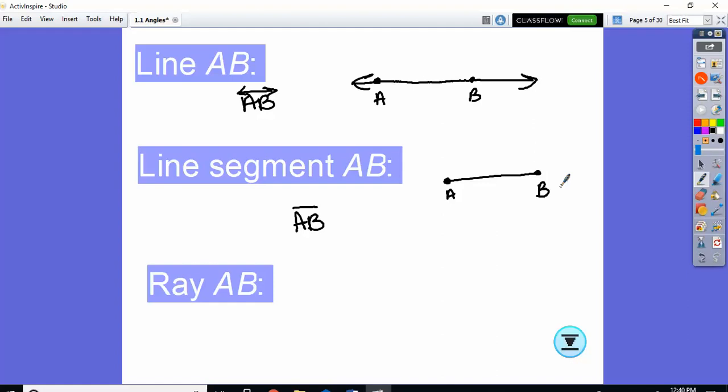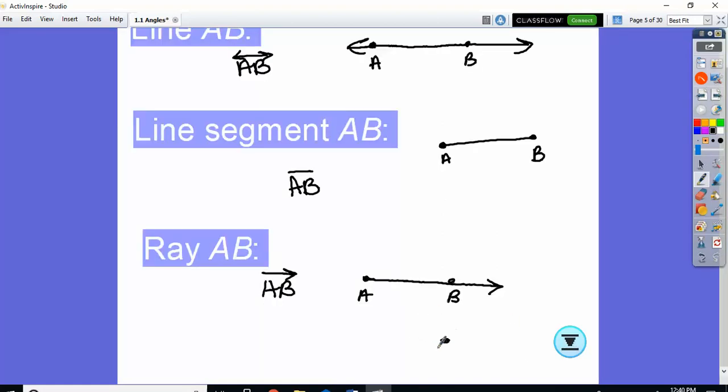How is a ray different? If I write AB with a ray symbol over it, we have point A, we have point B. Which direction does it continue? Through B. Is that the same as a ray, let's say if I put the B here and the A here? No. How would I write that one? BA.